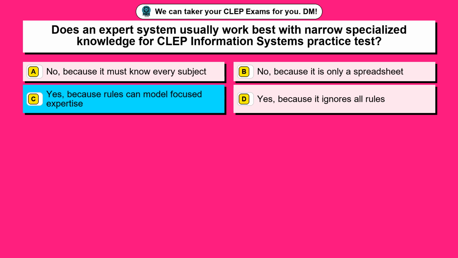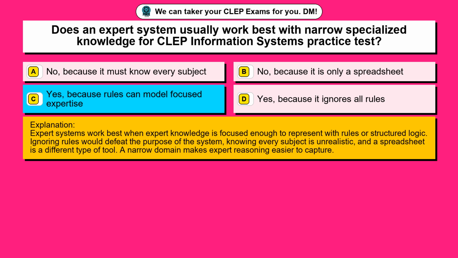Yes, because rules can model focused expertise. Expert systems work best when expert knowledge is focused enough to represent with rules or structured logic. Ignoring rules would defeat the purpose of the system. Knowing every subject is unrealistic, and a spreadsheet is a different type of tool. A narrow domain makes expert reasoning easier to capture.